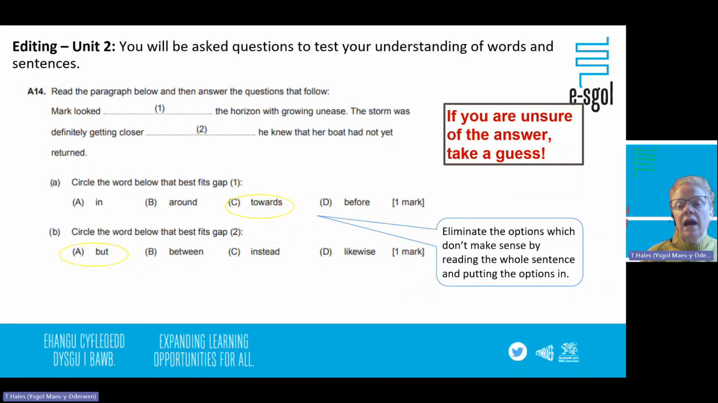So always have a go at this. Never leave this blank because it can make the difference. It really can. And if you're really unsure, have a guess. It's worth it because you've only got 4 options. You might have a chance of getting the answer.